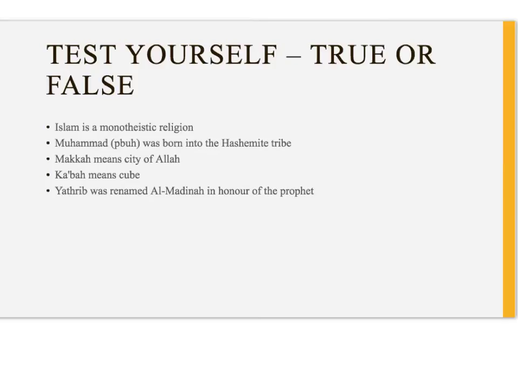Fourth question, Kaaba means cube. That's true. Literally translated from the Arabic, it means cube-shaped, and that obviously refers to the cube shape of the building which exists in the middle of the city of Mecca.